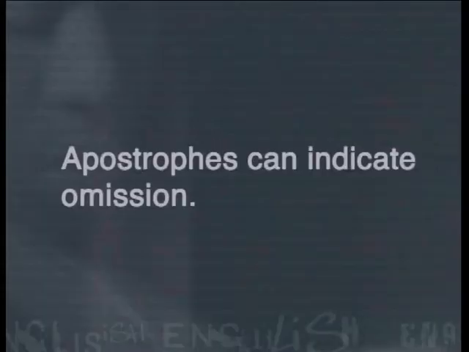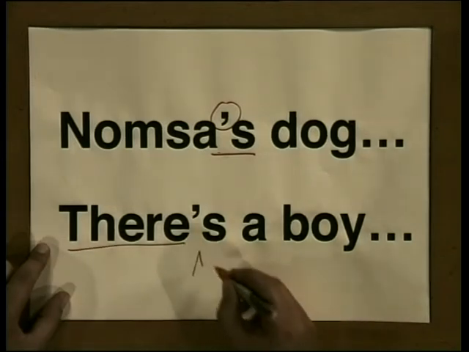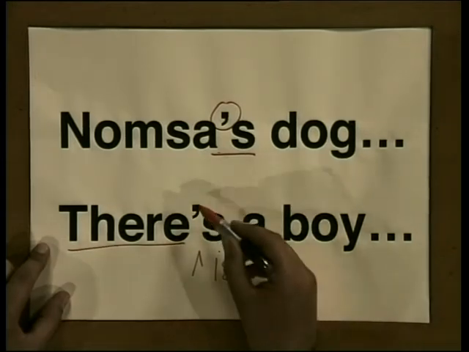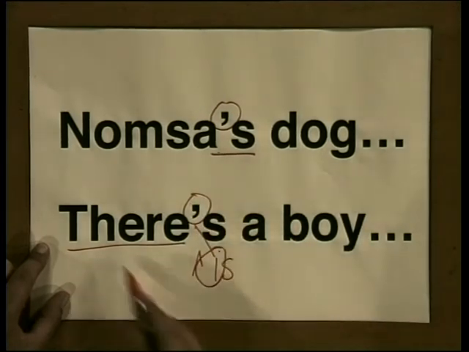The second example indicates what is known as omission. Apostrophes can indicate omission. So here, in our example, there are two words, there and is, which become one because of the apostrophe. Take a look. I've got there, and here is. I've taken the apostrophe and replaced the letter I to make there's. These are the two basic uses of the apostrophe.